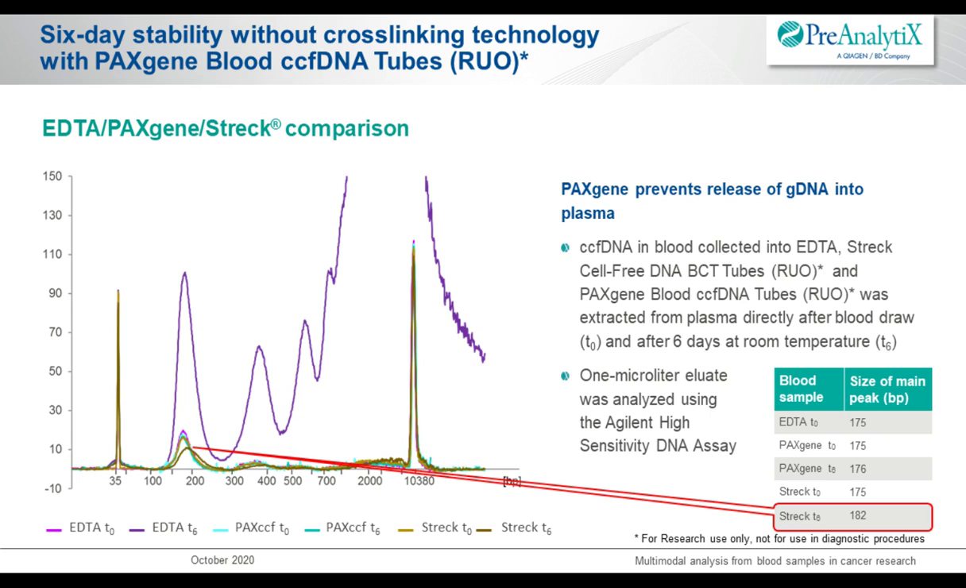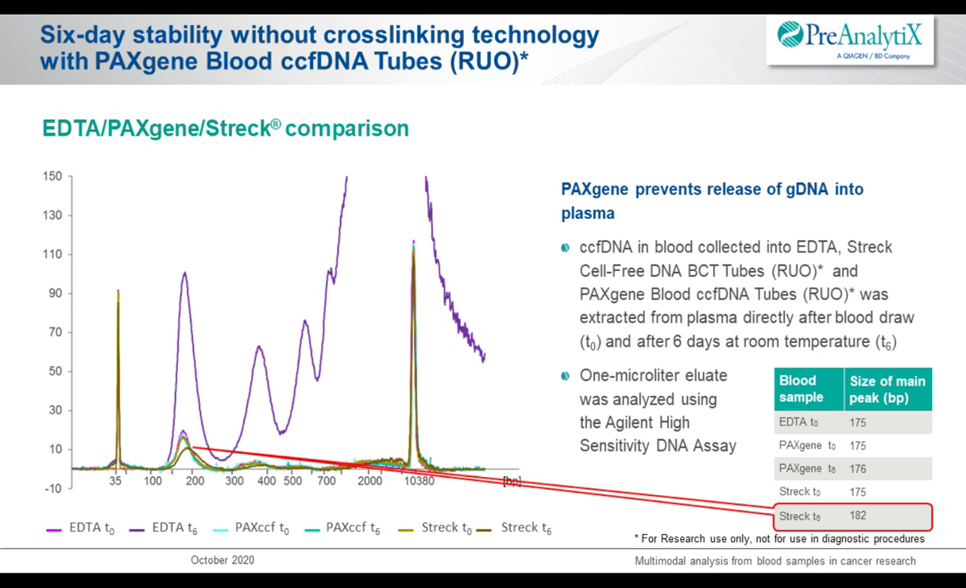But what you also see, if you look a little bit closer at the main ccfDNA peak here, is that the peak of the ccfDNA from the Tracks tube after 6 days is a little brighter, and you also see a small shift in the size of the DNA, which is also shown in the table on the right-hand side of this slide, where we have a slight shift of the DNA in size measured by the Agilent Bioanalyzer.